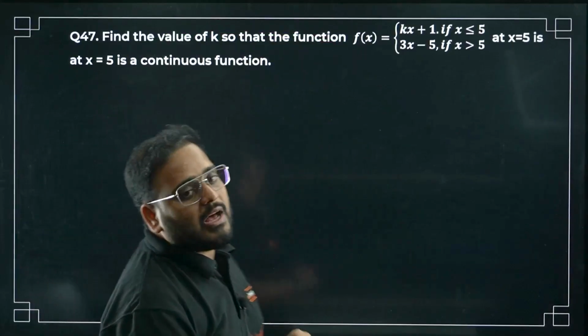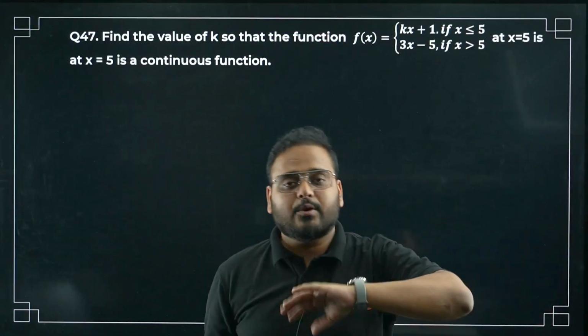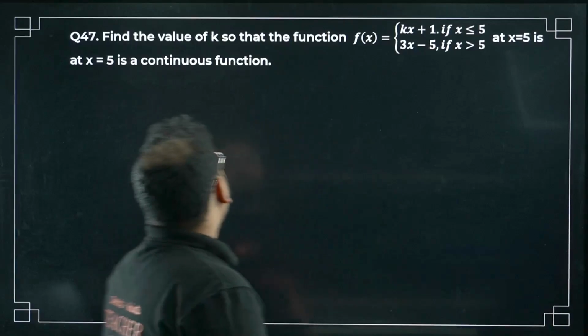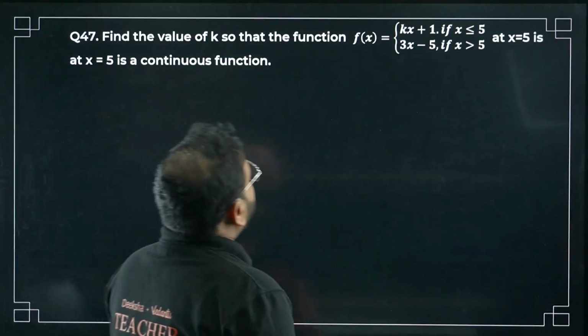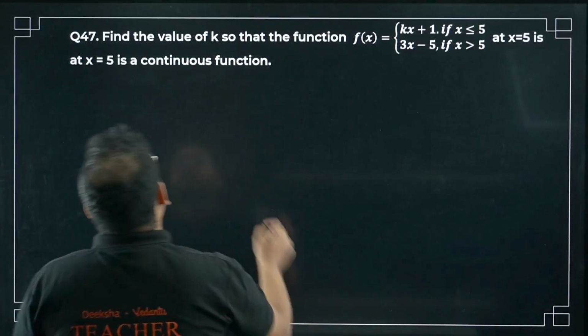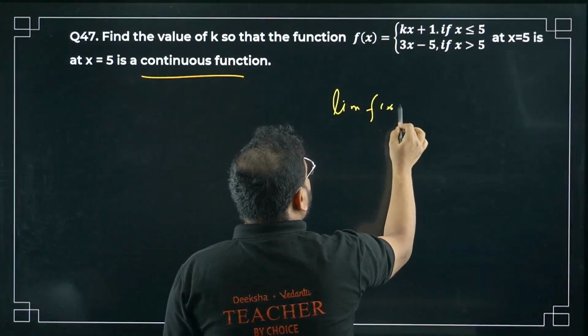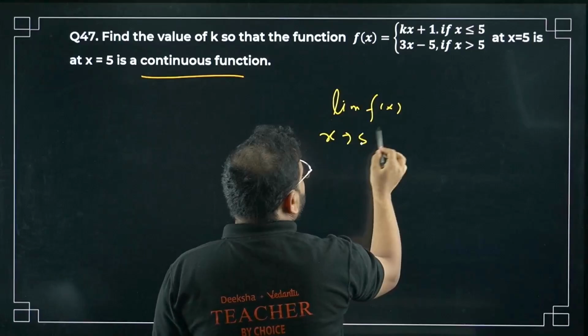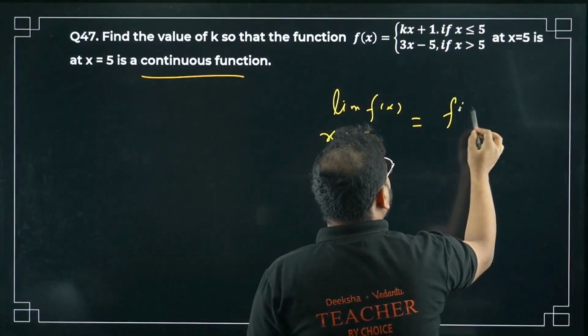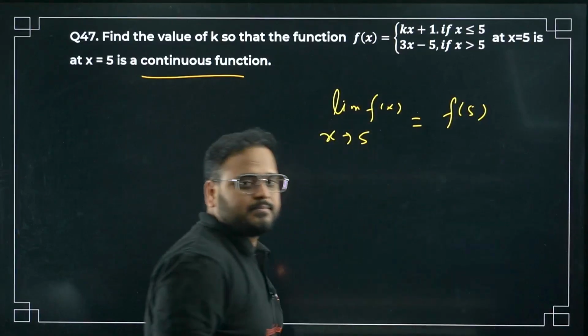Now we have the last question of the day, 47. Again, there will be two parts. Let's solve both the parts. Find the value of k so that the function f(x) is continuous. This is very simple, bacha. The limit of the function f(x) when x tends to 5 should be equal to the function value at 5. That's the definition of continuity, right or not?